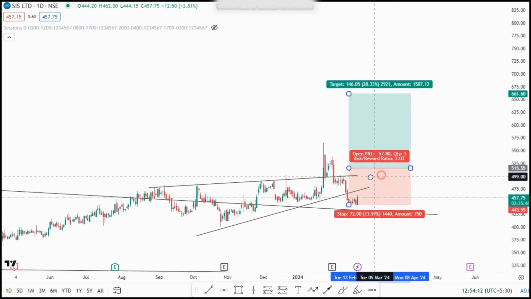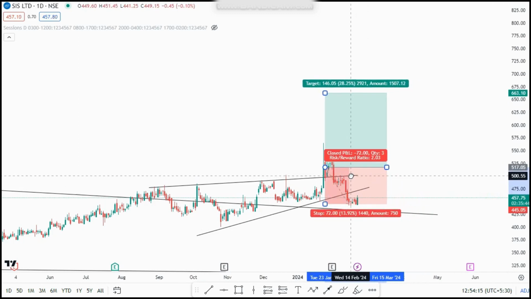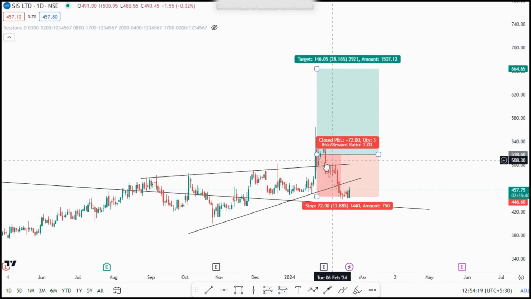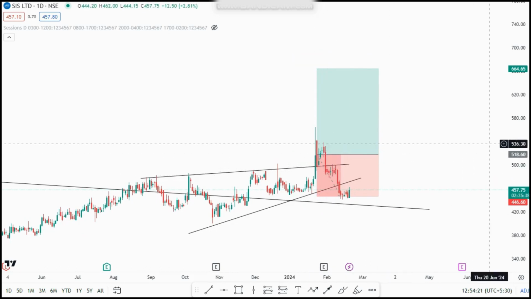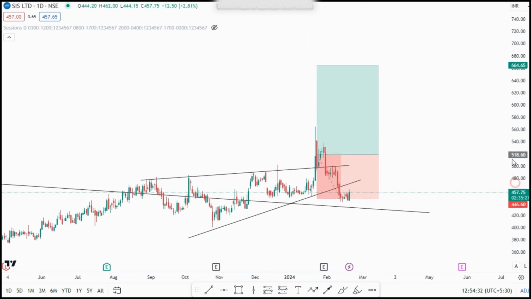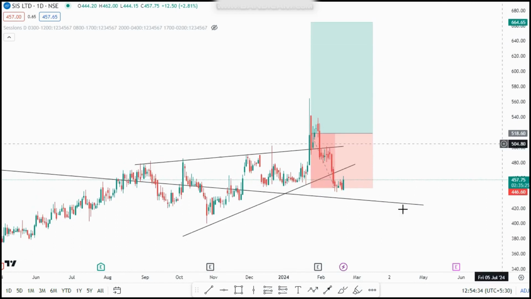But if you can see, unfortunately from the time of my entry, I think only for the first 2 days I was in profit, but after that the stock started falling drastically and liquidated my position at a loss. This was basically the trade of SIS, and unfortunately my stop loss was taken.